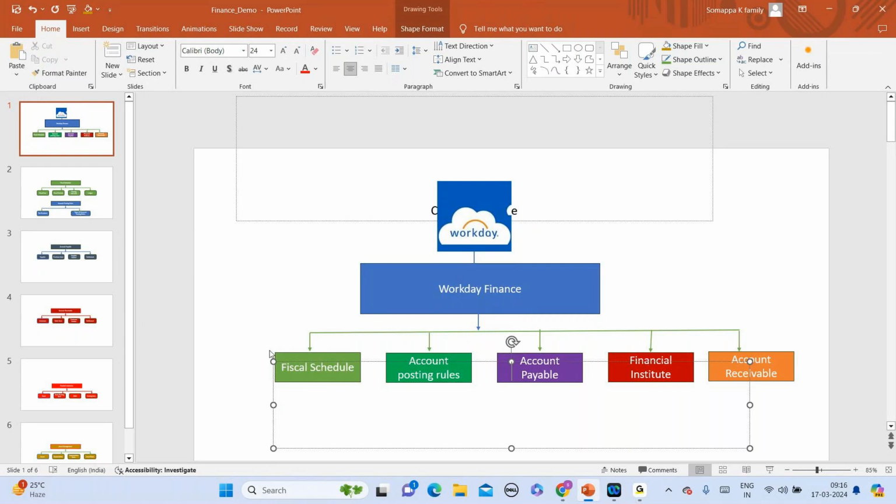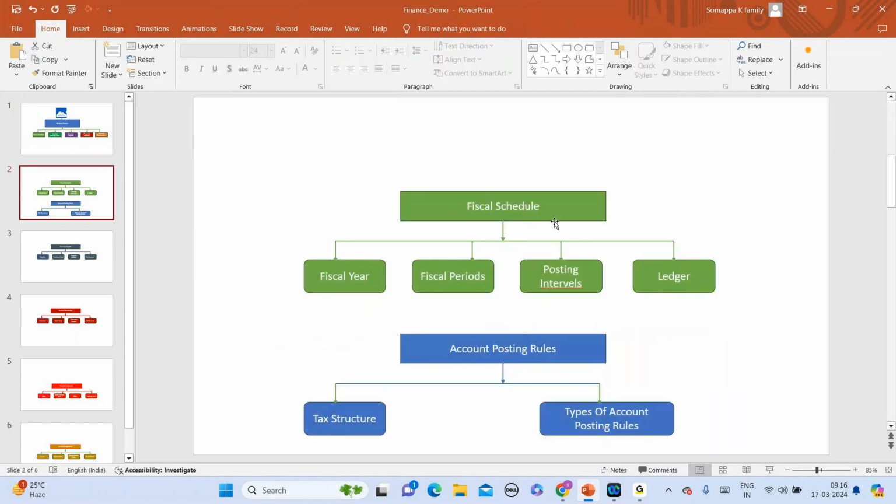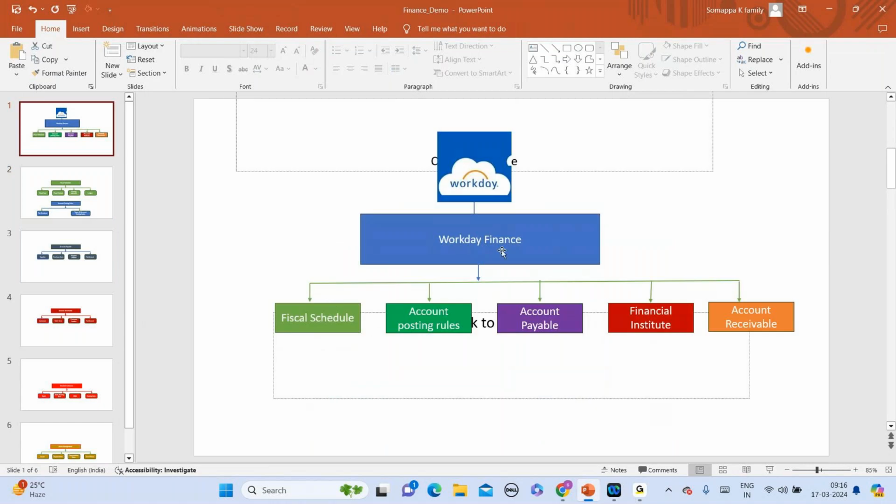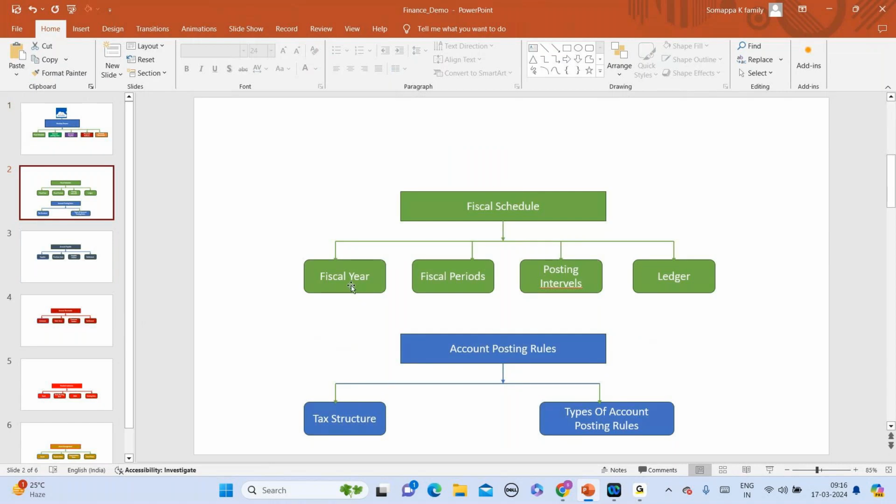So I've just given another structure here. I was talking about the fiscal schedule. This is the first topic in the finance model, fiscal schedule. What will be there in the fiscal schedule: it has fiscal year, fiscal periods, posting intervals, and ledgers. Whoever has an accounts background knows what a ledger is.